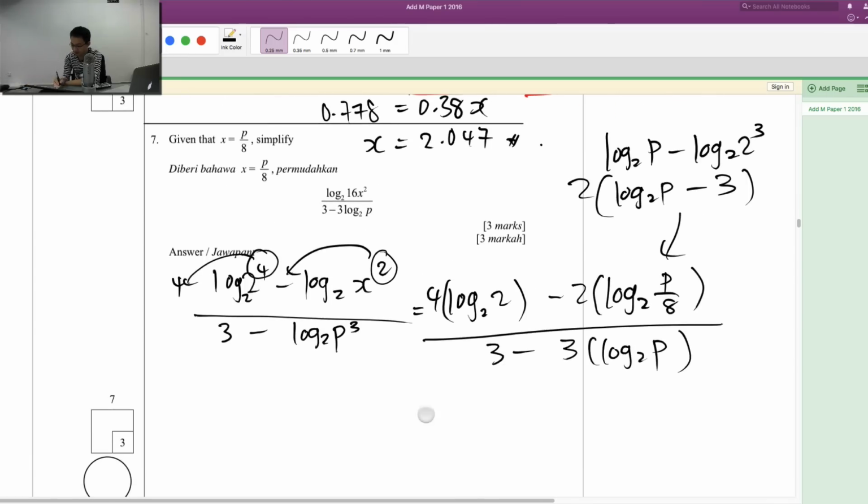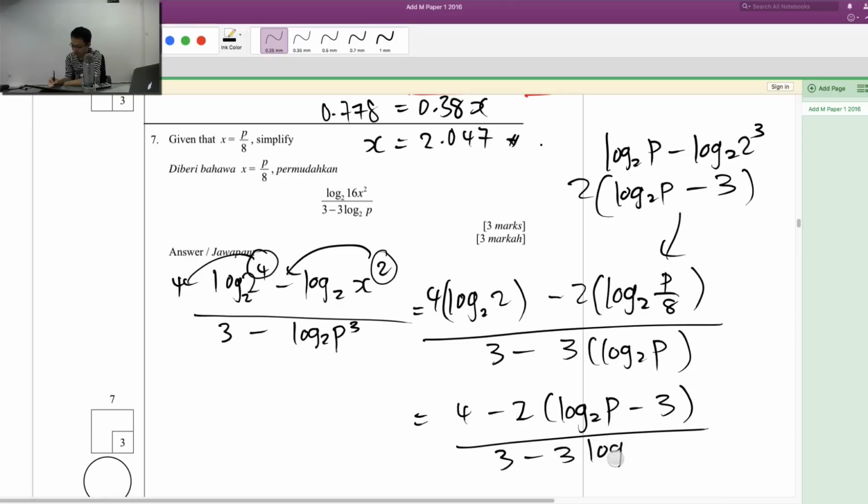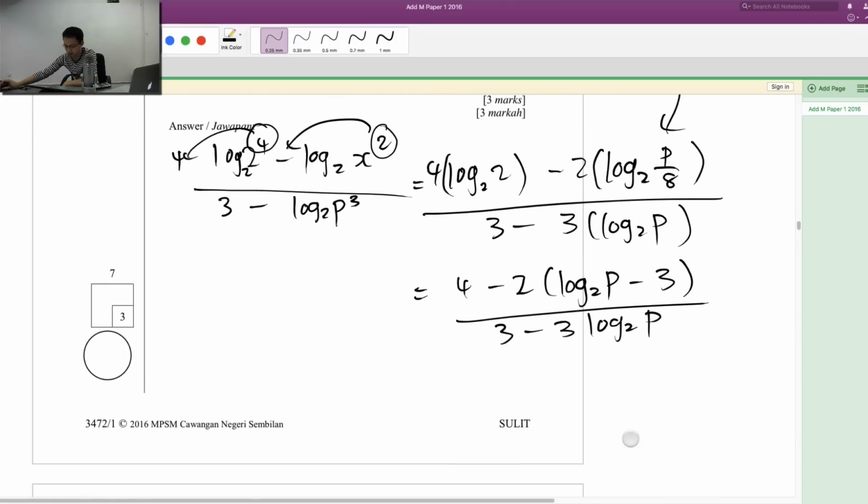Okay, so we simplify. This is 4 minus 2 log 2p minus 3 over 3 minus 3 log 2p. Alright, then I see something like log 2p and log 2p, so I try to simplify it. The negative 2 I multiply into both. So basically I will have 4, and then this one, I multiply the back number first.